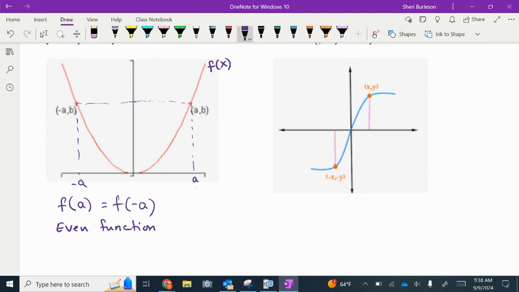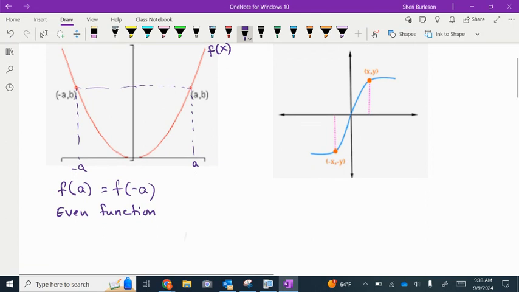And the definition of an even function is that f of the opposite of x will always equal f of x. Always.